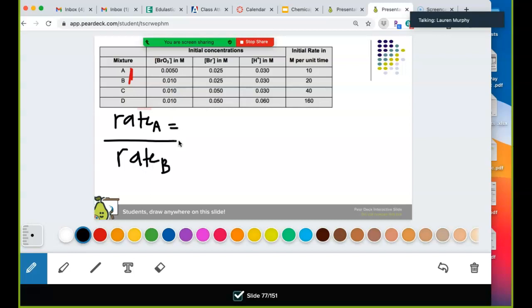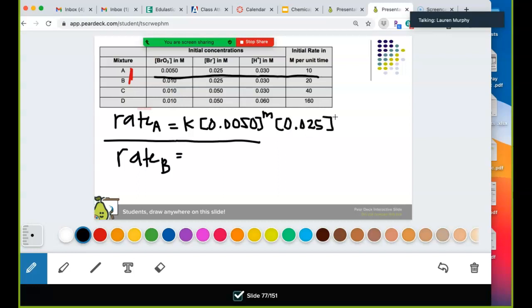So how do you write rate laws? Rate equals K, right? Now, if this is for A, I'm going to use all of the data for A. So my bromate is 0.0050. I don't know its order. My bromide is 0.025. I don't know its order. My hydrogen is 0.030 and I don't know its order. This is the rate law for A being compared to the rate law for B.